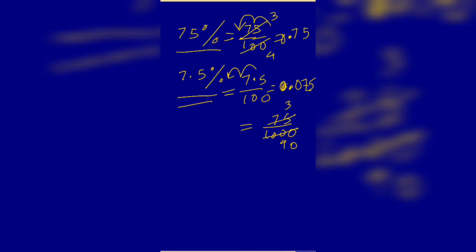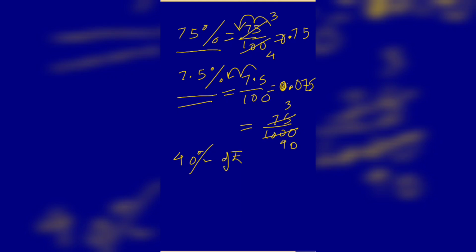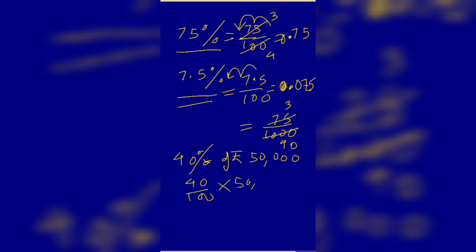Let me take one more example. Suppose it is given, find out 40% of rupees 50,000. How will you do it? 40% means 40 upon 100, into 50,000. Cancel the zeros, 40 into 500, you get 20,000 rupees. That's simple, isn't it? So let me show you one more example, just a little different one.